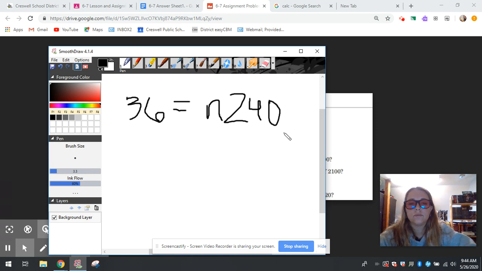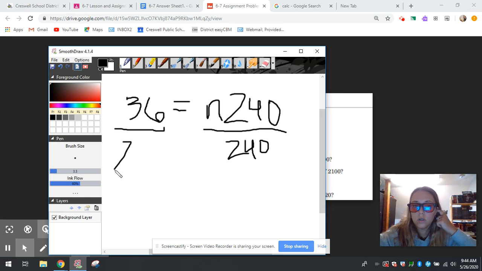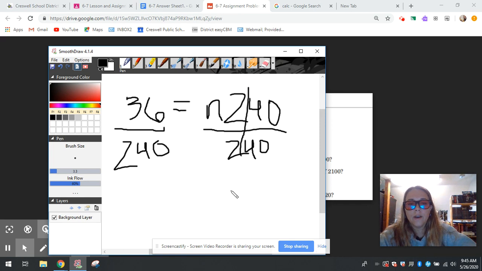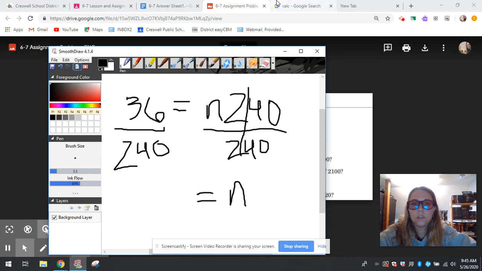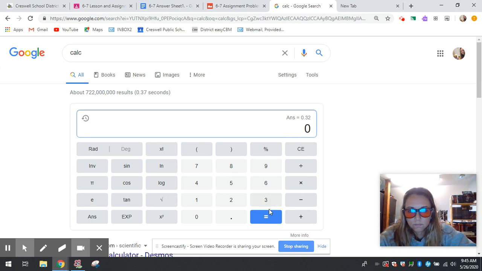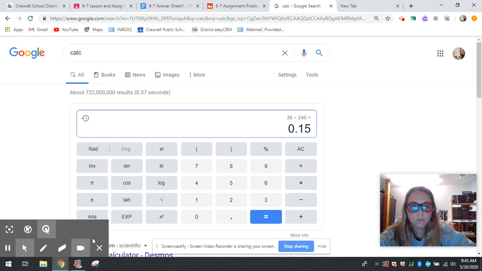And then I solve for my variable, the number I don't know yet. It's attached by multiplication. We undo that by division. What we do to one side of the equation, or equal sign, we do to the other. And then we're left with our variable, our number that we don't know, but will as soon as we plug this into the calculator. So we go 36 divided by 240 equals 0.15.